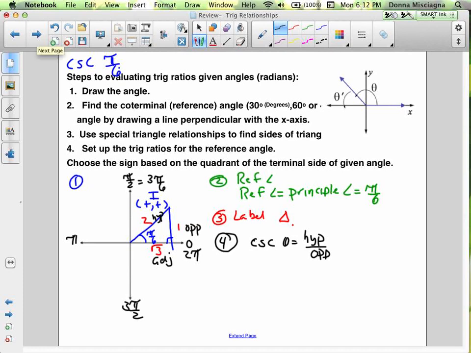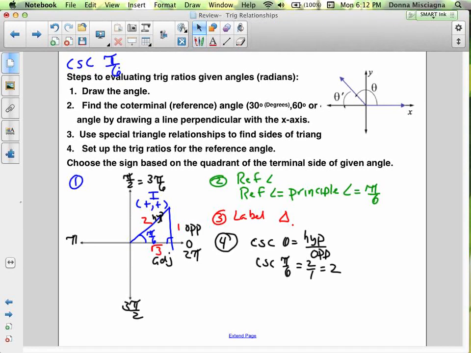So cosecant pi/6 is going to be 2 divided by 1, which is just 2. And we have that same value in another quadrant, where we got an answer of 2 on a problem. So we can get the same values in different quadrants. They do repeat.